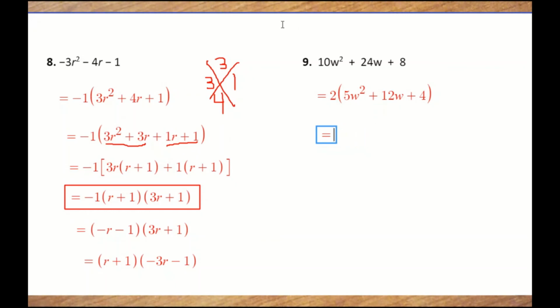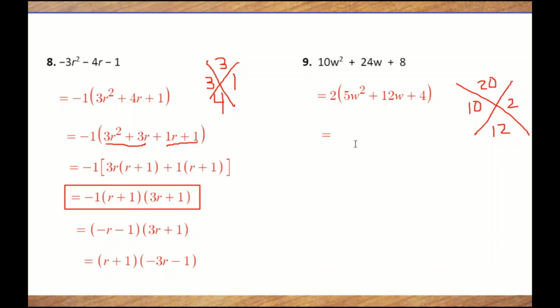So let's go ahead and figure out what our special numbers are going to be. 4 times 5 is 20, and then we've got 12 on the bottom. So this one shouldn't be too hard to figure out. Factors of 20, looks like 10 and 2 will get the job done here. 10 times 2 is 20. 10 plus 2 is 12.